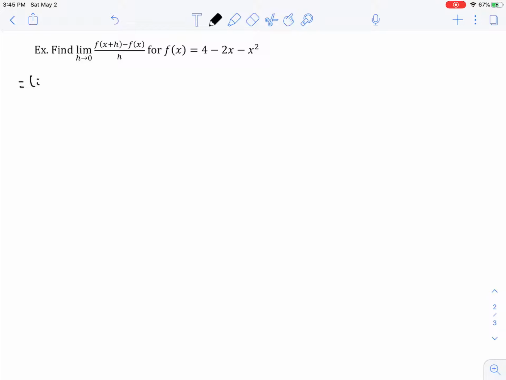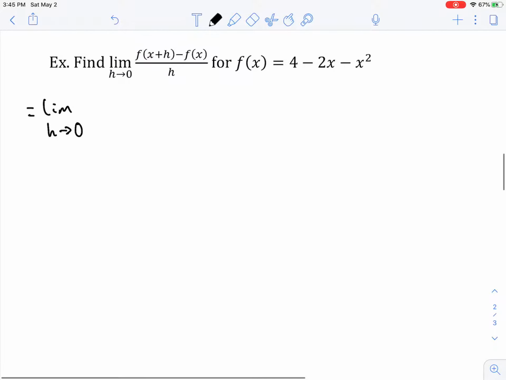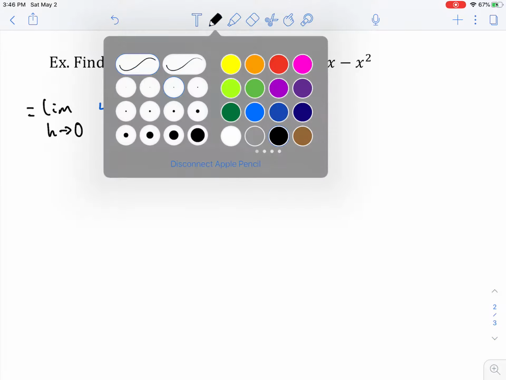All right, so let's take a quick look. We've got the limit as h approaches 0 of the following. And let me just zoom in on this a little bit. The limit as h approaches 0 of the following. And I'm going to have to probably use some colors here. So let's use blue for this portion. Let's look at what f of x plus h gives us. All that means is we are going to evaluate this function for x plus h. So what is f of x plus h? Well, we get the following: 4 minus 2, and we're going to replace all of our x's with x plus h. So x plus h, minus x plus h squared. All right, so there's our f of x plus h.